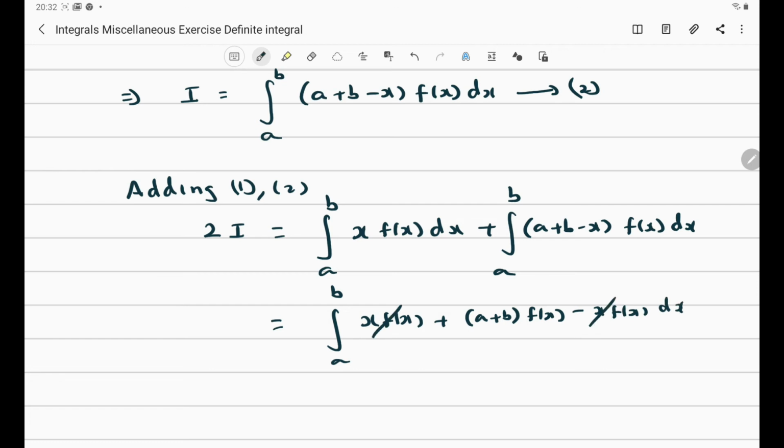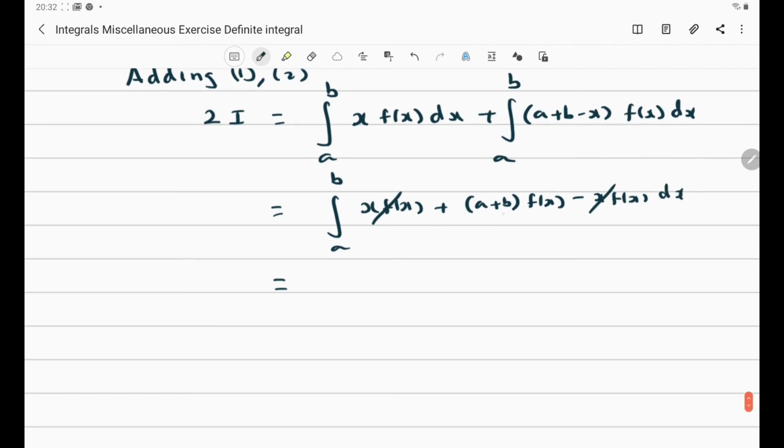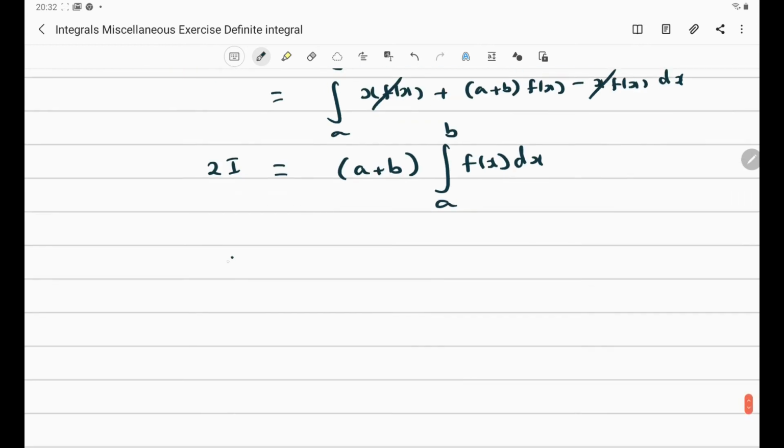So x into f of x gets cancelled, and a plus b being a constant, we can write it outside the integral symbol and we get a plus b into integral from a to b f of x dx, and this is equal to 2I. Therefore, I is equal to a plus b by 2 into integral from a to b f of x dx. So, option D is the correct choice.